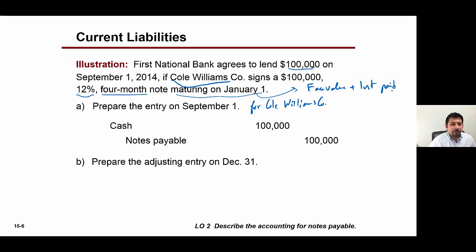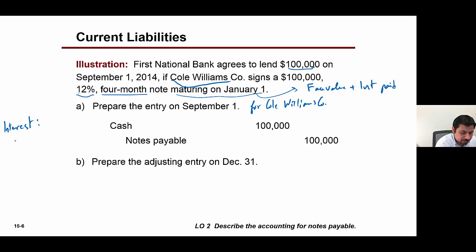on that day. As a result, at the end of December, the company will have to make an adjusting entry to recognize the interest that has accrued. In this case, we need to calculate the interest that has accrued. And how do we calculate interest? Interest is always the face value.